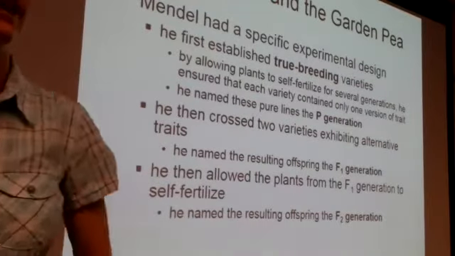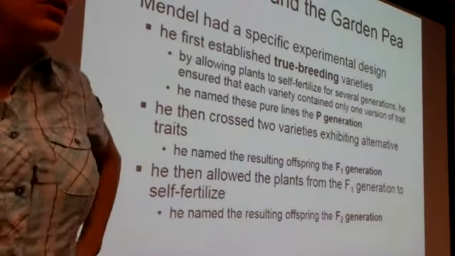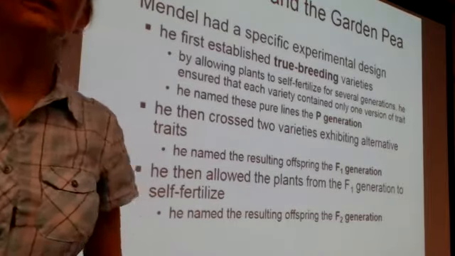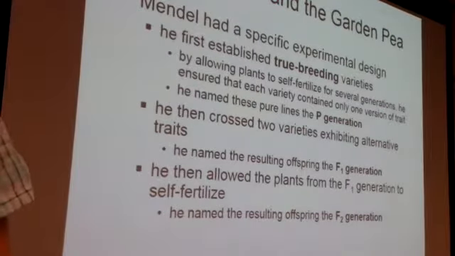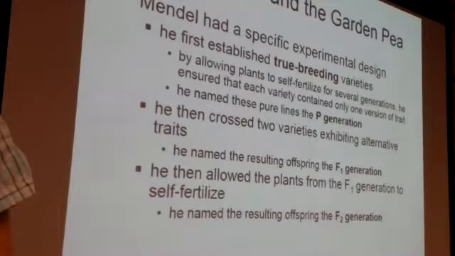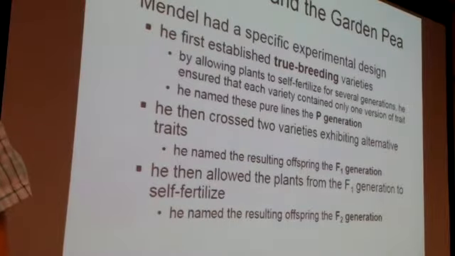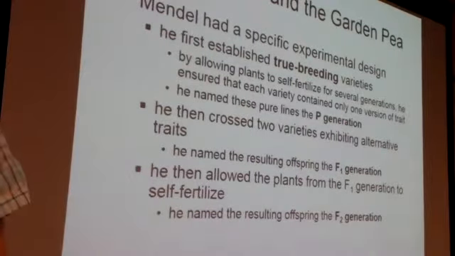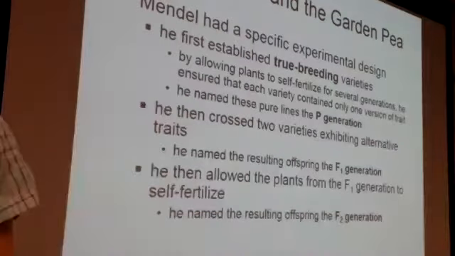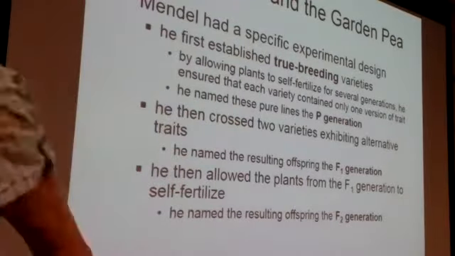Think about their genes then. What two alleles, what would their genes be? What would their genotype be? From upstairs in lab: if every time they mate, every time they self-fertilize, they always give the same thing, then their two alleles must be identical.